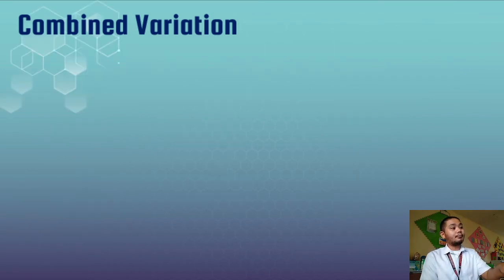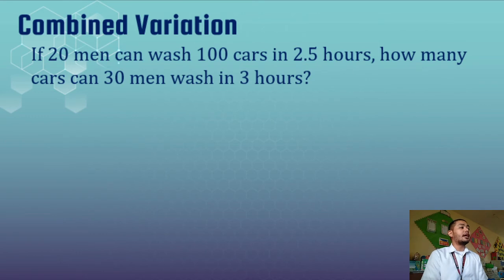Down to our last example. If 20 men can wash 100 cars in 2.5 hours, how many cars can 30 men wash in 3 hours? This is a good example of a combined variation. Why? Ito siya ha. Yung 20 men dito, pag i-compare natin siya, i-relate natin siya sa number of cars. Yung number of men do sa number of cars, direct variation siya. Kapag i-relate naman natin yung number of men dun sa number of hours, inverse variation siya. Kasi kapag mas marami ang nagtatrabaho, mas bumibilis tayo.